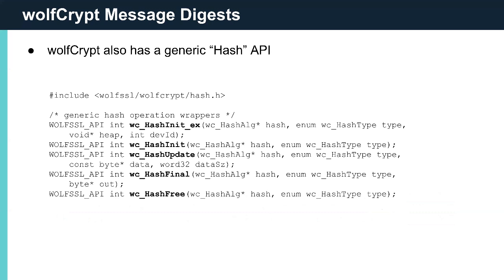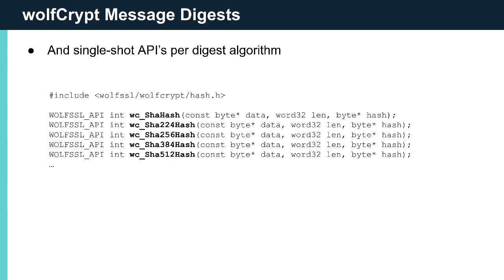In addition to using individual algorithms, we have a generic hash API. And so if you don't want to have your API specific to an algorithm like SHA or SHA-256, you can use the more generic hash init, hash update, hash final, where you're passing in a hash alg enum representing the algorithm type that you'd like to use. And we also have single shot APIs. So if you don't want to call init, update, final, you can just call a single API to do all of those operations in one, if you just have a smaller chunk of data you want to pass in and get the digest out right away.